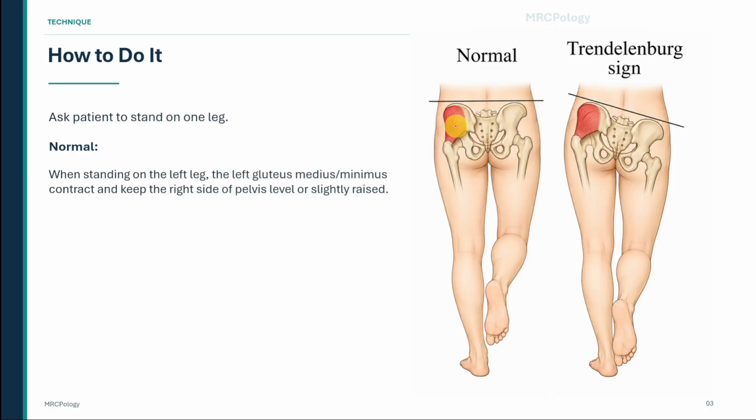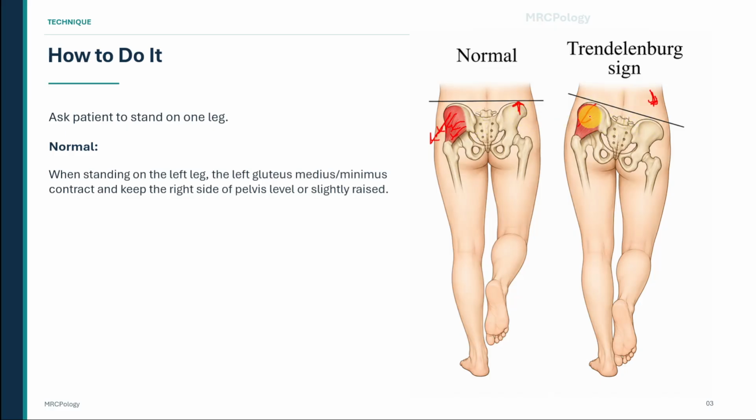Normally, when the patient stands on the left leg, the left gluteus medius and minimus contract strongly. They hold the right side of the pelvis level or slightly elevated. This means the left hip abductors are working. In a positive Trendelenburg sign, when the patient stands on the left leg, the right side of the pelvis drops. The important point is that the side that drops is not the weak side. The weak side is the standing side. So the rule is, standing on the left leg, right pelvis drops, left hip abductors are weak.